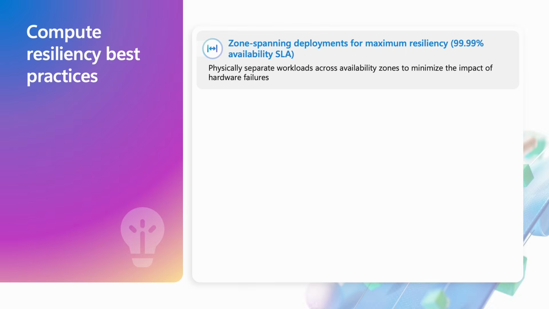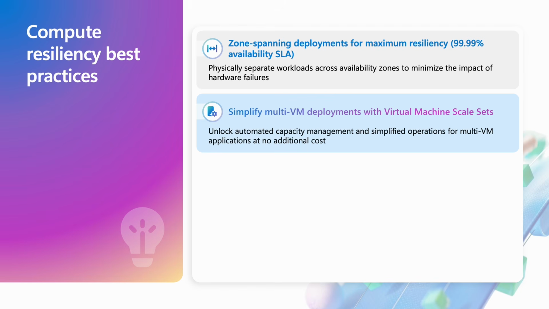To summarize, here is the core framework for building resilient compute workloads on Azure. First, prioritize isolation. Whenever possible, use zone-spanning deployments to physically distribute your instances across availability zones for maximum protection. If zone-spanning deployments are not possible for your workloads, ensure that you are distributed across 3 or 5 fault domains to maximize rack-level isolation.